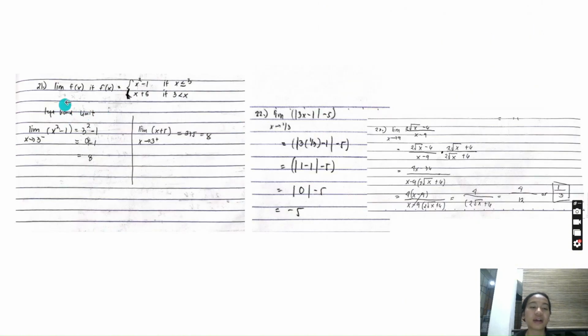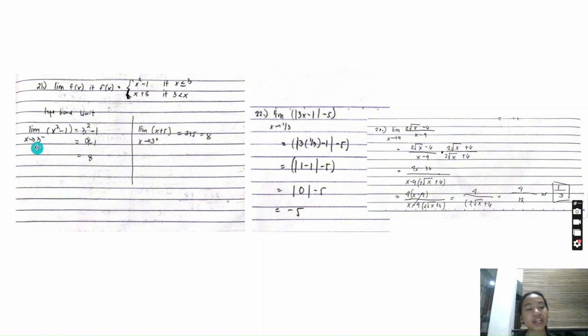Moving on, we have here our number 21, the limit of f of x if f of x is equal to x squared minus 1 if x is lesser than or equal to 3, and x plus 5 if 3 is lesser than x. So this involves left hand and right hand limit. So the left hand limit, we are going to consider the first function if x is lesser than or equal to 3. So of course, we are going to consider the function x squared minus 1.